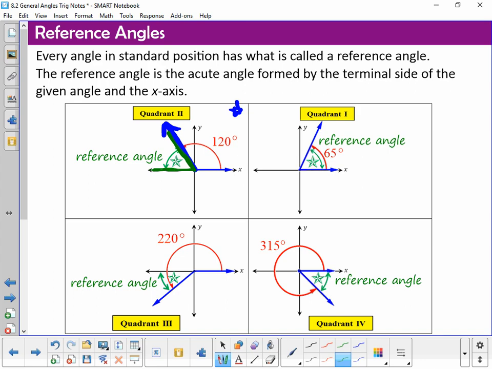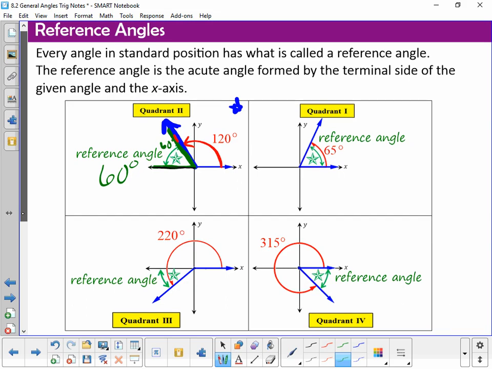We often might want to know the measure of this reference angle, and the best way to find the measure of the reference angle is to actually just use a little bit of logic. So the angle that we're looking at the example of right now is 120 degrees. The reference angle is essentially the difference between that 120 degree angle and 180 degrees, which would get us all the way to here. So that means our reference angle is going to be 60 degrees, because 120 plus 60 will give me that full 180, that straight angle.